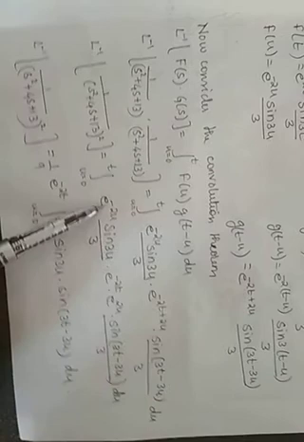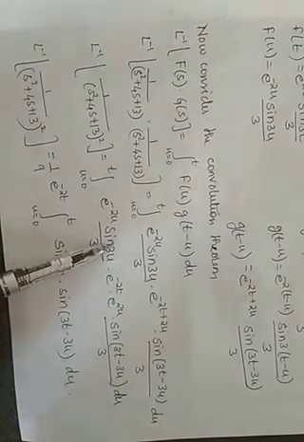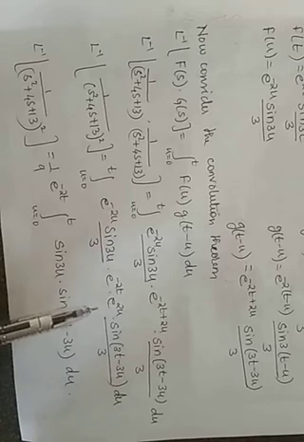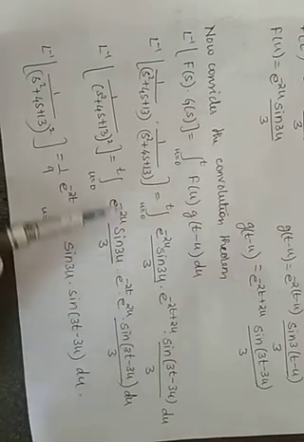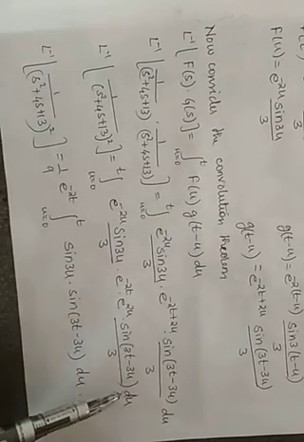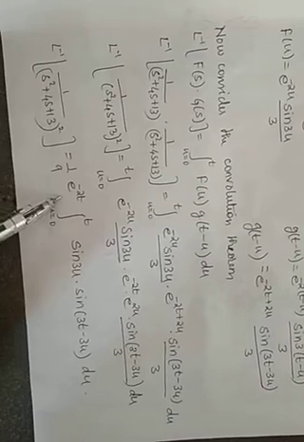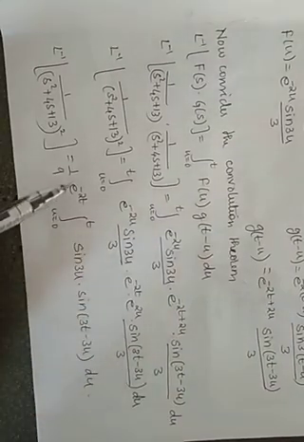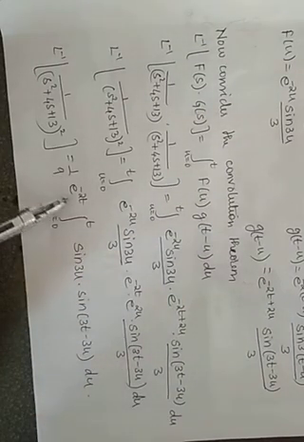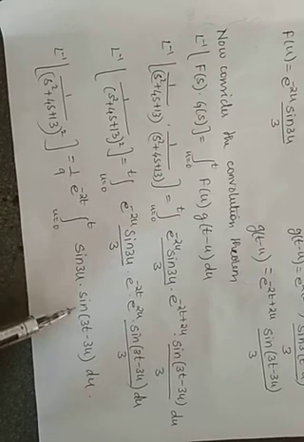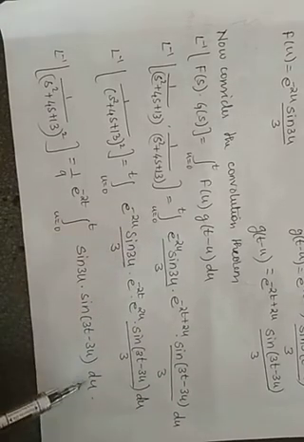Bases are the same, powers get added. So e raised to minus 2u into e raised to 2u will become e raised to 0, that is 1. And e raised to minus 2t is acting as a constant with respect to u, so remove it outside the integral sign. This 3 and this 3 will become 9. So 1 by 9 e raised to minus 2t will remain outside. Inside remains sin 3u into sin of 3t minus 3u du.